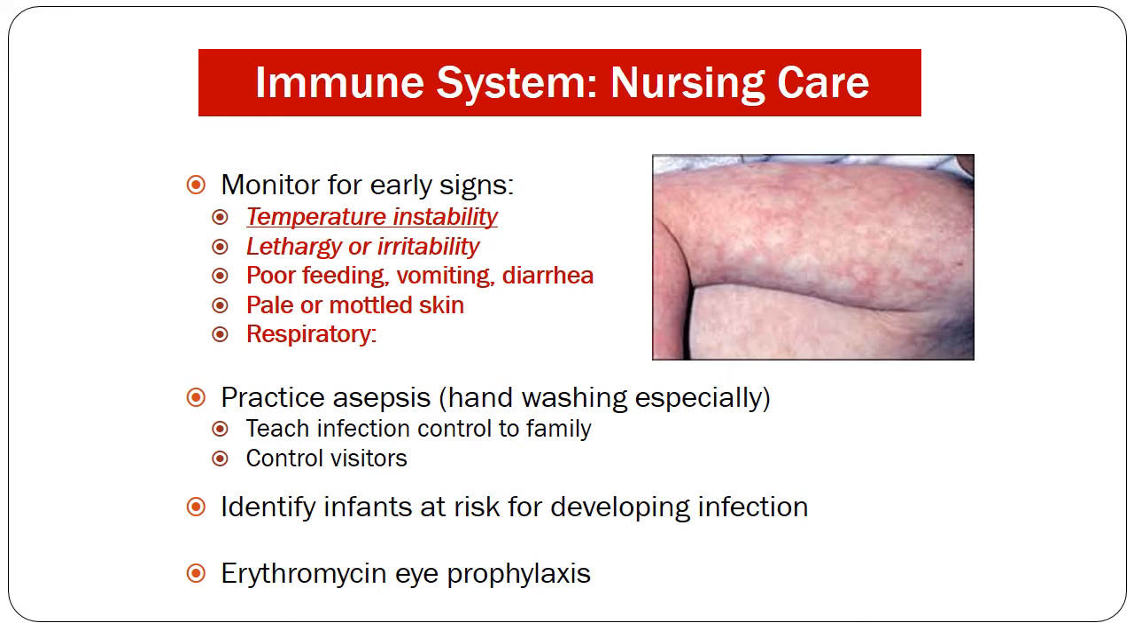They may not feed well. They'll have vomiting and diarrhea. You'll see pale or mottled skin, and this picture is mottled skin, and some respiratory issues. You may start to see respiratory distress, where with respiratory distress you'll see retractions, grunting.